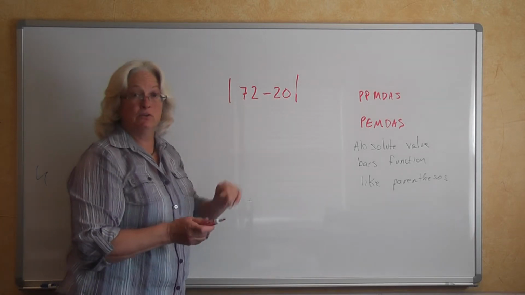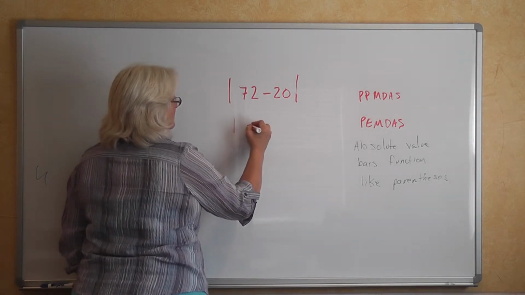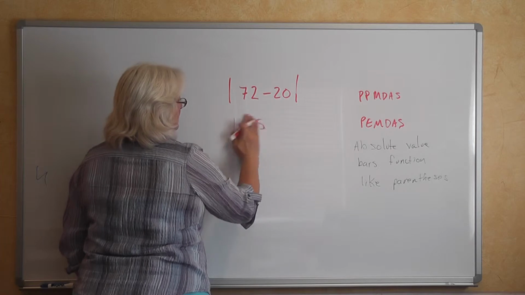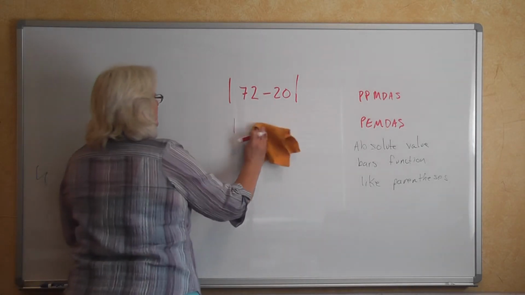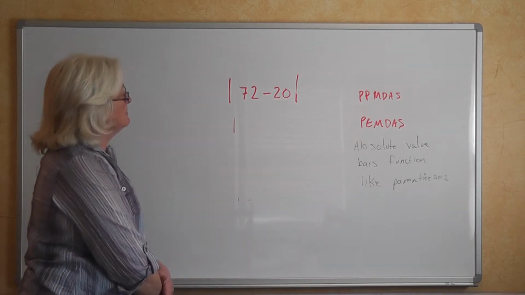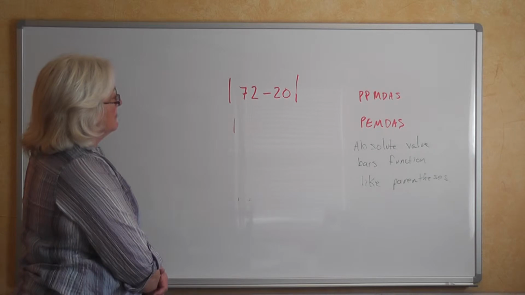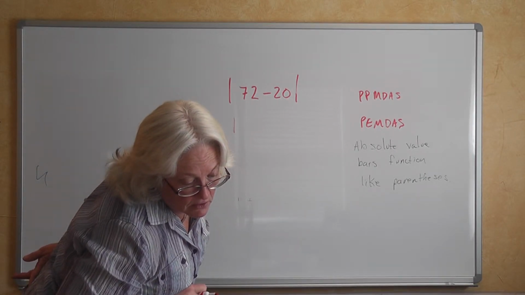The absolute value of 72 minus 20 becomes the absolute value, 72 minus 20 is not a negative 52. The absolute value of 72 minus 20, let me think. I may have created one that wasn't really good.